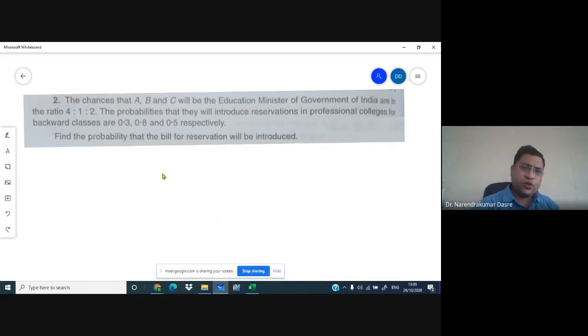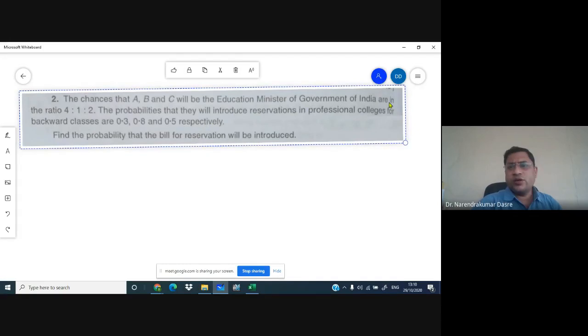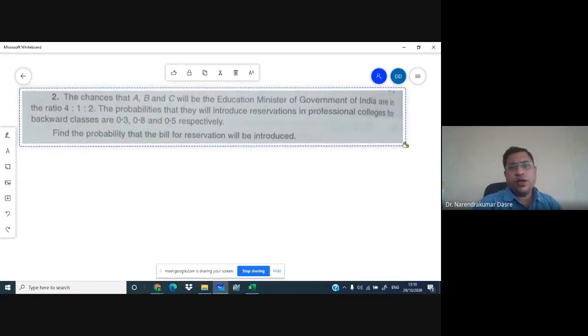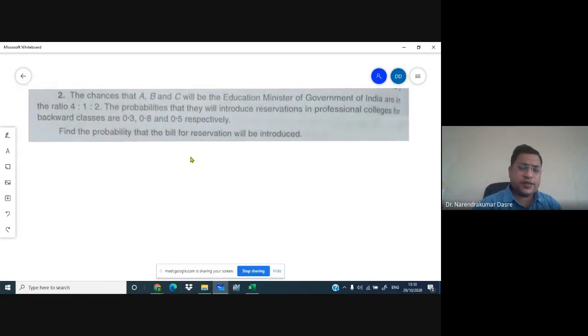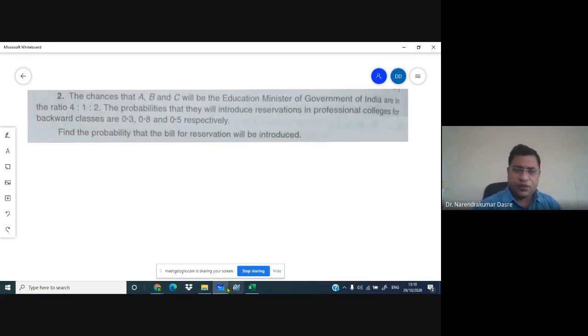Now, if we go through the example, to understand what I have to use, I need to understand two things: what is going to be the event and what is going to be the partition. Can you tell me what will be the partition and what will be the event in this example?